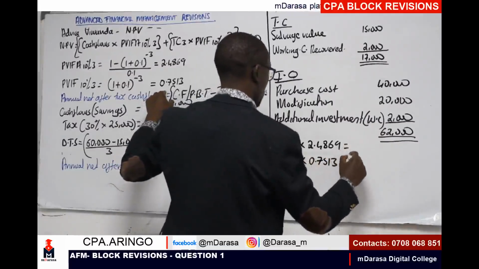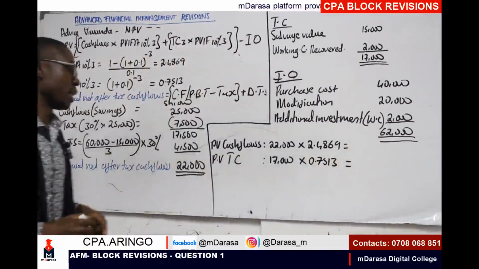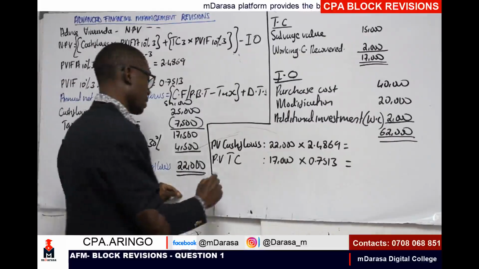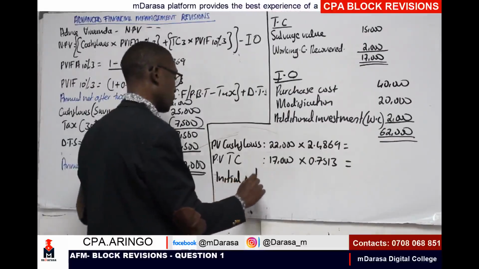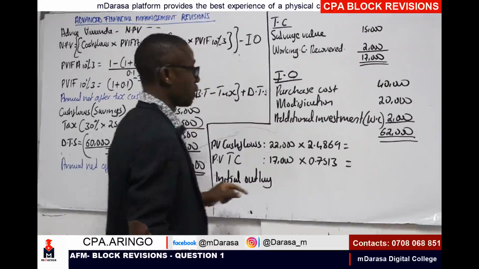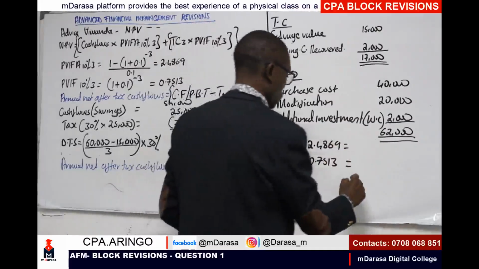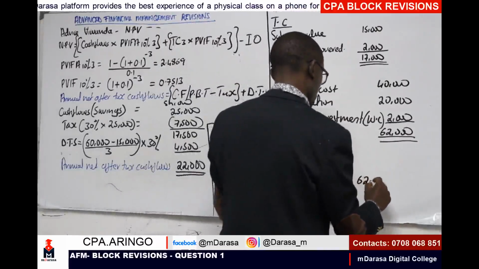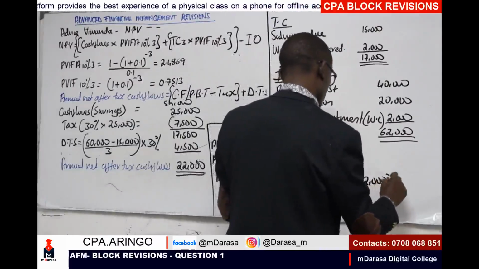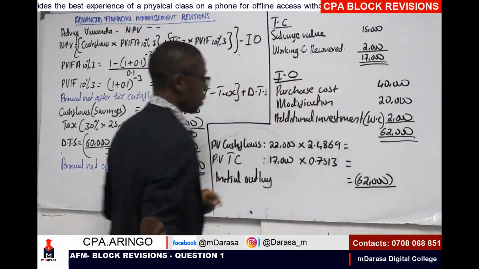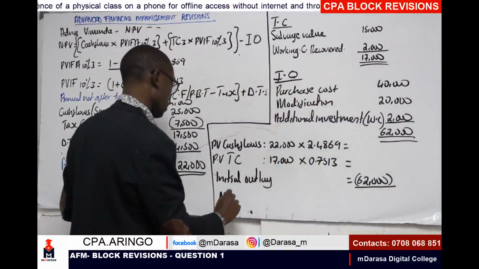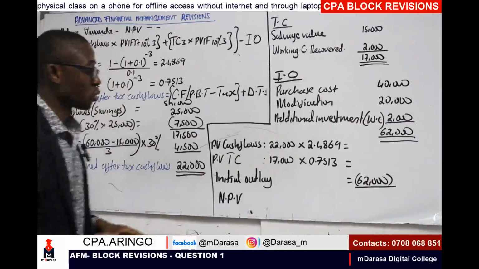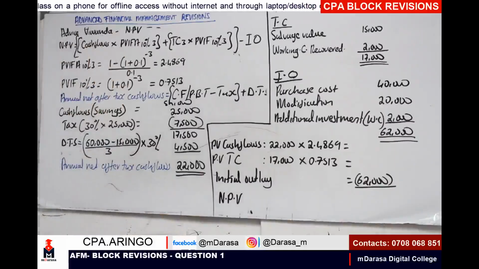0.7513. So this should give us how much? Then we proceed and less our initial outlay. Initial outlay, we have determined it to be 62 million. So therefore, my NPV here will be how much? Our NPV, we should be talking of how much. That is what you are supposed to basically determine.